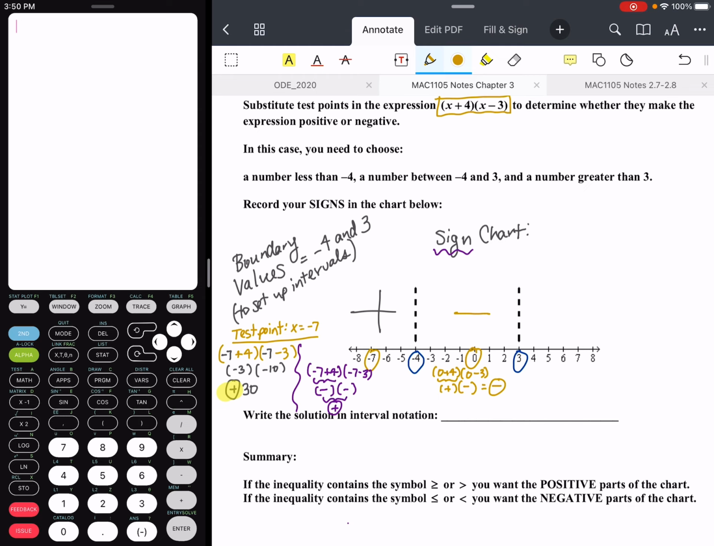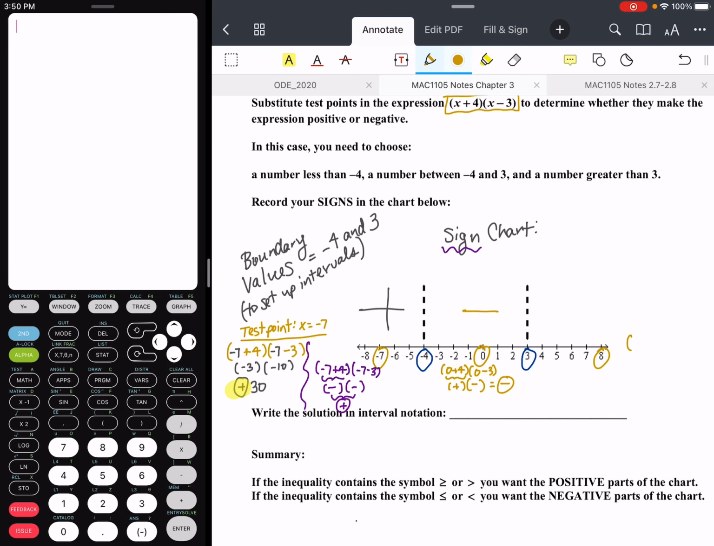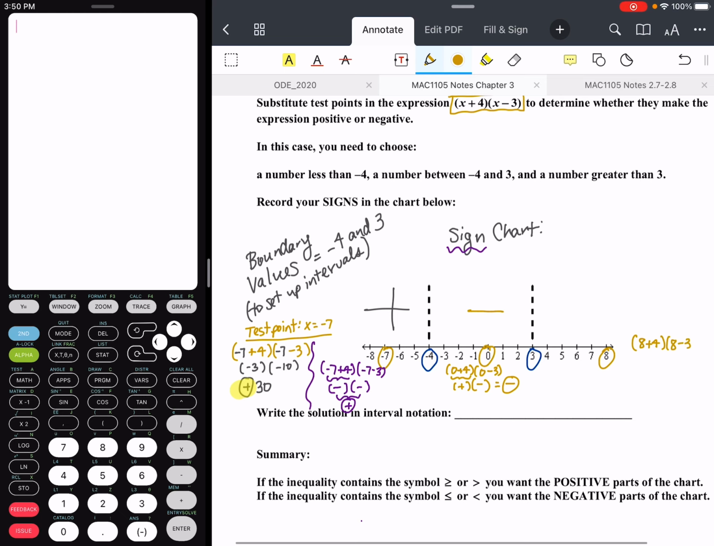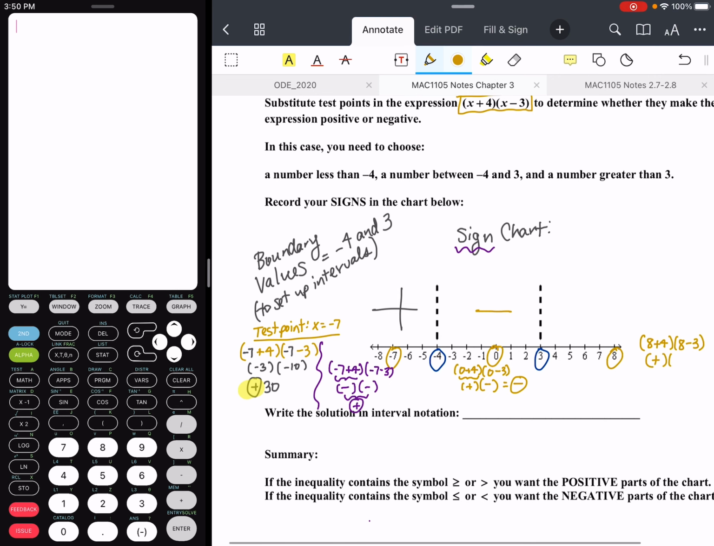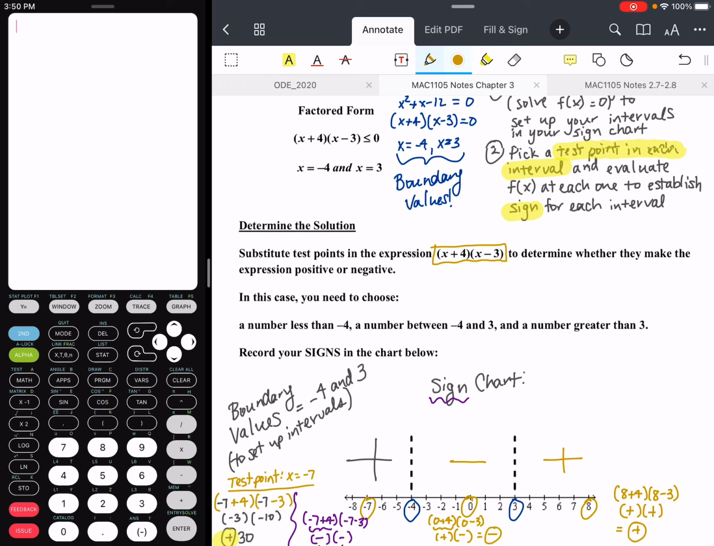And choosing my final test point, it doesn't matter what I pick, so maybe I'll just pick positive 8 here. Plugging those into my factors, 8 plus 4 times 8 minus 3 would be positive times positive, which gives me an overall positive result. Okay. So I found a test point in each interval, right? I found 3 different test points, negative 7, 0, and 8. I plugged them into the factored form, and I calculated not necessarily a number, but a sign for each test point, and I can apply that to the entire interval in general.